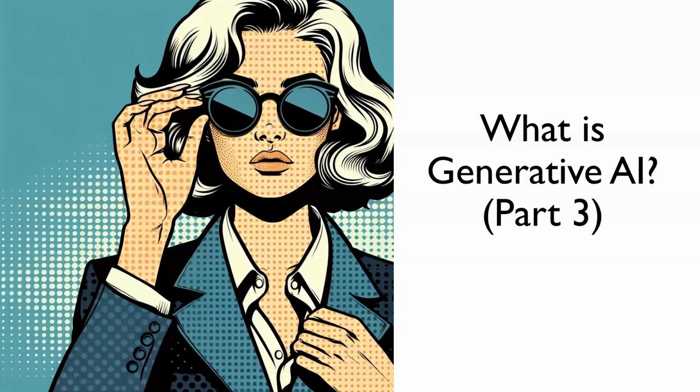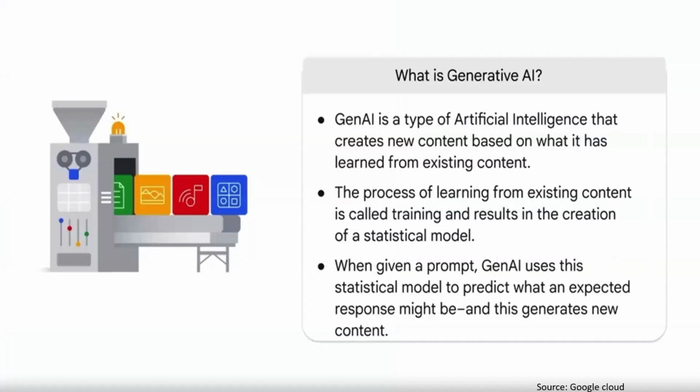What is generative AI, part 3? Generative AI is a type of artificial intelligence that creates new content based on what it has learned from existing content. The process of learning from existing content is called training and results in the creation of a statistical model. When given a prompt, Gen AI uses this statistical model to predict what an expected response might be, and this generates new content.